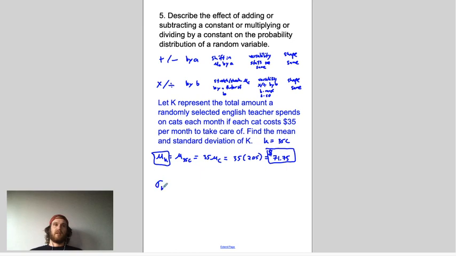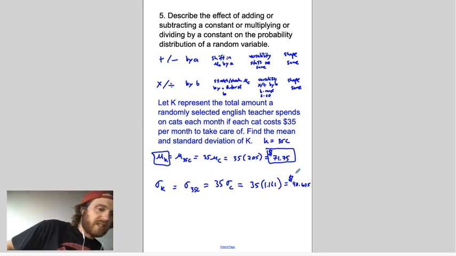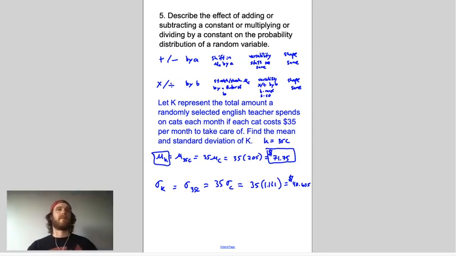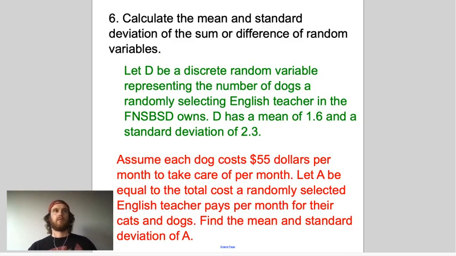Okay, let's think about the standard deviation. The standard deviation of K is the same thing. You can multiply the standard deviation. This follows the same rule. So it's the standard deviation of 35C, which is 35 times the standard deviation of C, which is 35 times 1.161, or 40.635. So basically, on average, we can expect the randomly selected teacher to vary by about $40 from the mean of 71.75, based on the amount of money it costs to take care of cats. Sweet. All right, let's keep going. We're doing good, making good time, I think. Calculate the mean and standard deviation of the sum or difference.